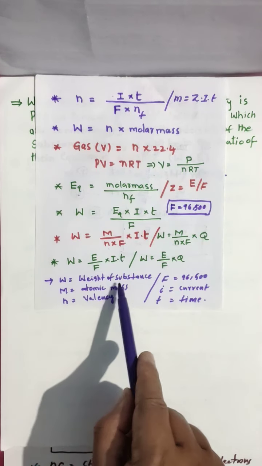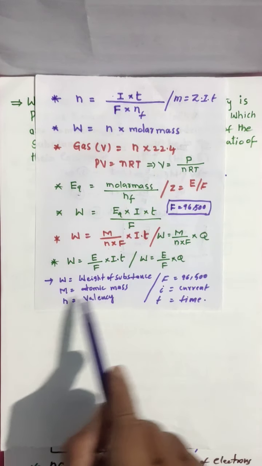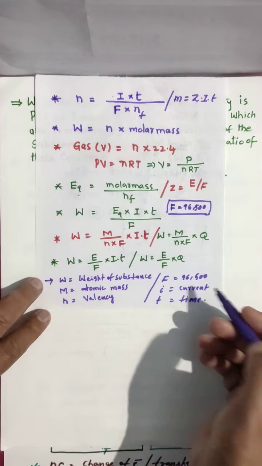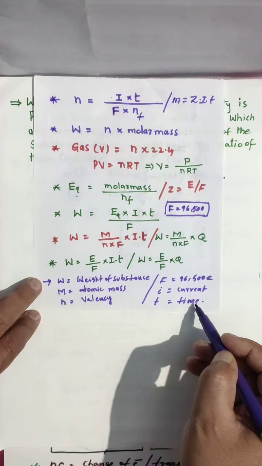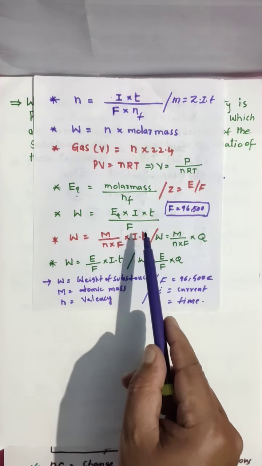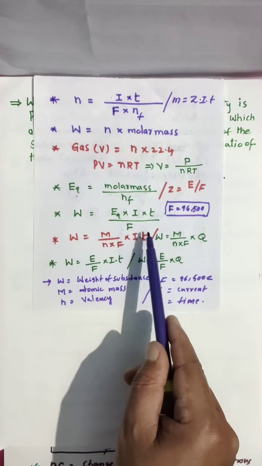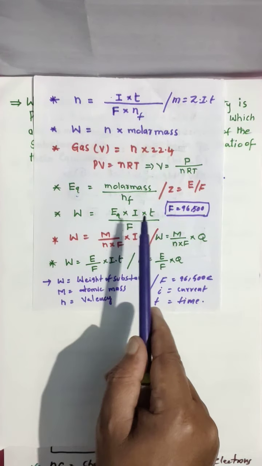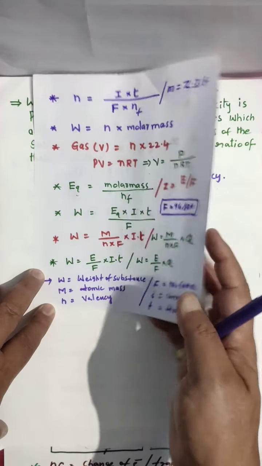Here W is the weight of the substance, capital M is the atomic mass, small n is the valency, F is 96,500 coulombs of charge, I is current, and T is time taken. If you remember these formulae, they will be useful for Faraday's first law and second law numericals as well as for the PUC exam. So my dears, remember all these formulae at a glance.